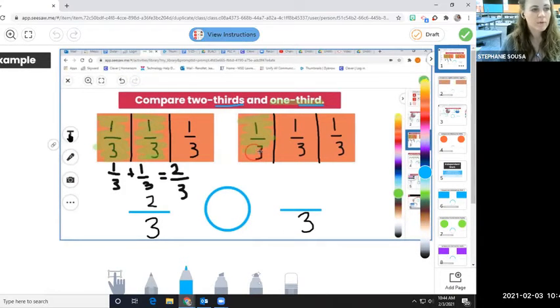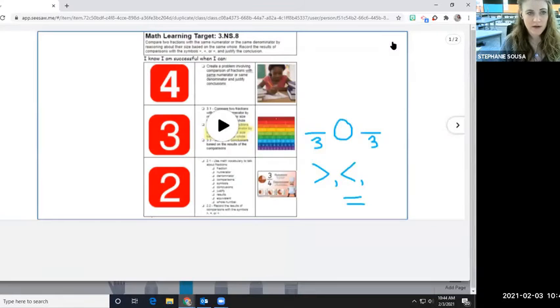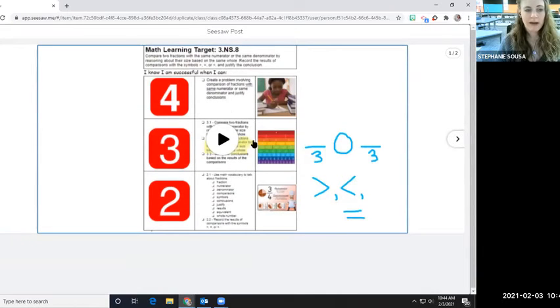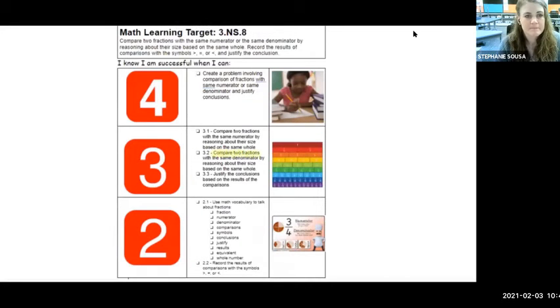As you are pulling up your response, I'm going to play our success criteria so that you are reminded of what your goal is. Our learning target today is to compare 2 fractions with the same denominator by reasoning about the size based on the same whole.